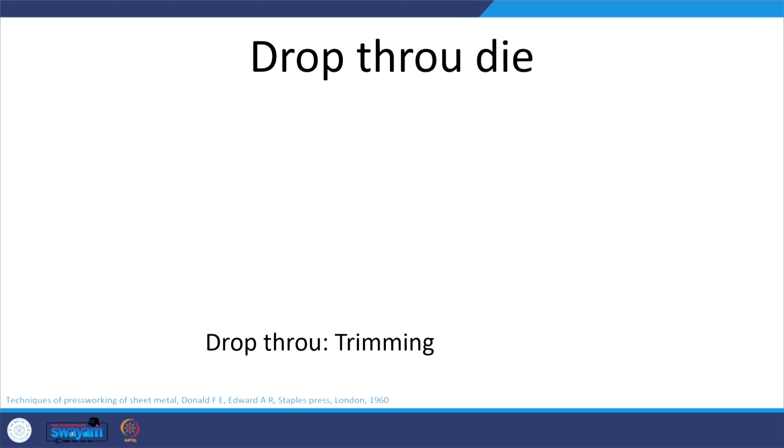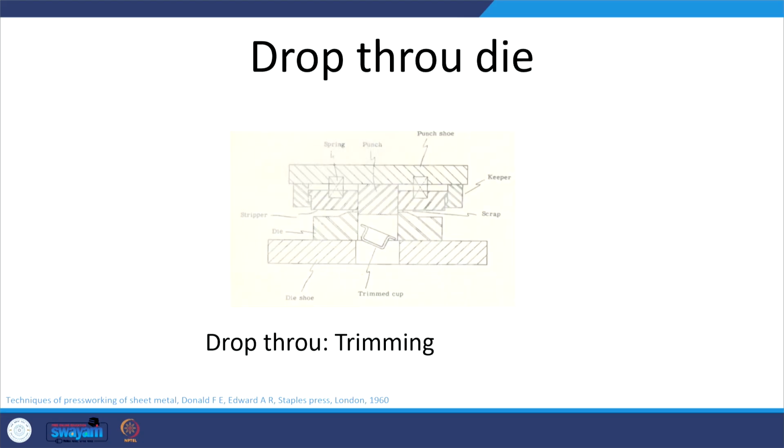Okay. And the drop through dies, here in this case what we see is that there is a punch shoe, there is a die shoe, and in between we have the die and punch, and the sheet metal which is processed when the force is applied through the punch, especially for the trimming operation. This is the punch through trimming. So, once the trimming is done, the processed part falls down.